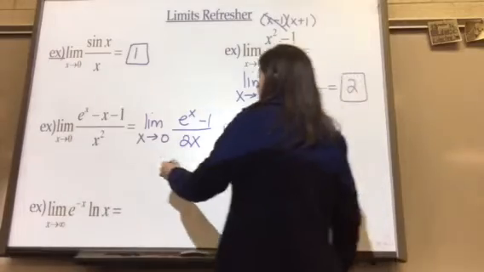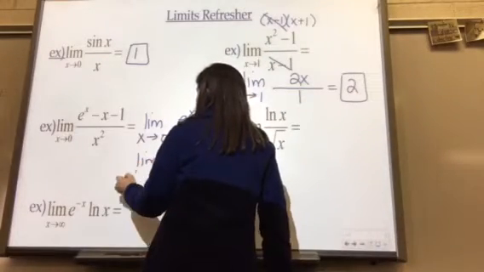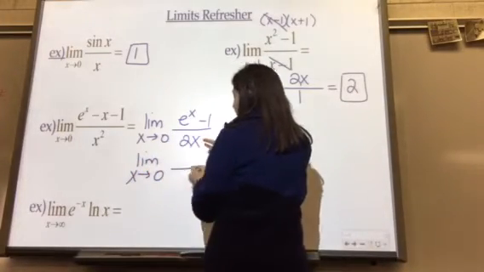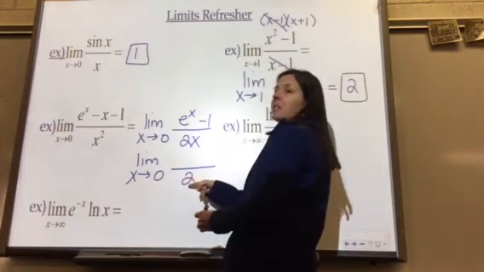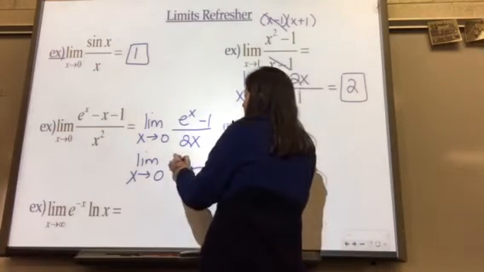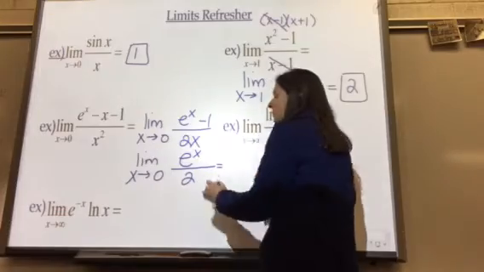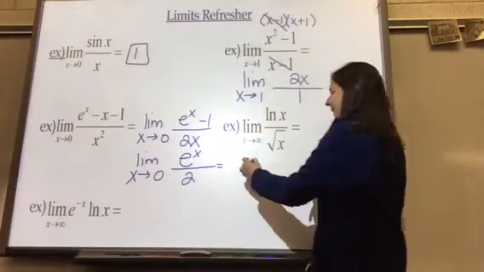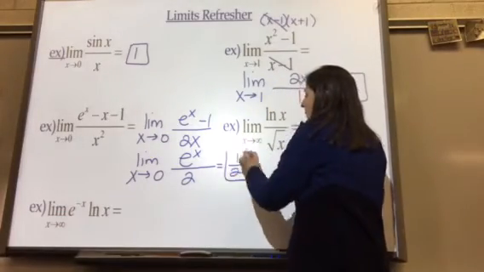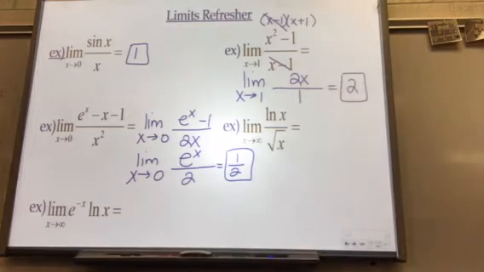So I do it one more time, and I know for a fact it's one more time because what's the bottom now going to be? 2. Can I ever get 0 on the bottom? No. So this is just e to the x. Hey, this is 1/2, and we are cooking. Questions? Okay.